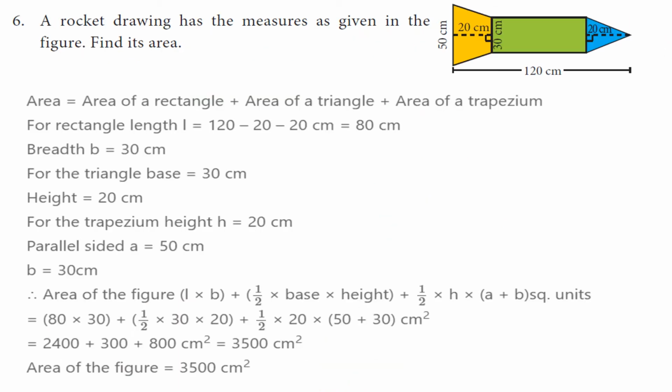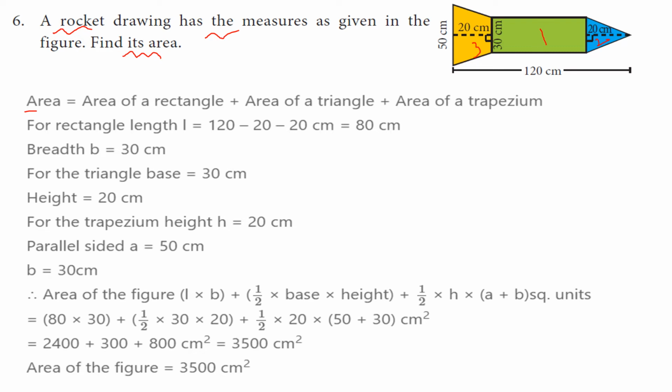Sixth sum. A rocket drawing has the measures given in the figure. Find its area. Here, the area of the combined figure. What figures are given here? First, the area of a rectangle, the area of a triangle, and the area of a trapezium.